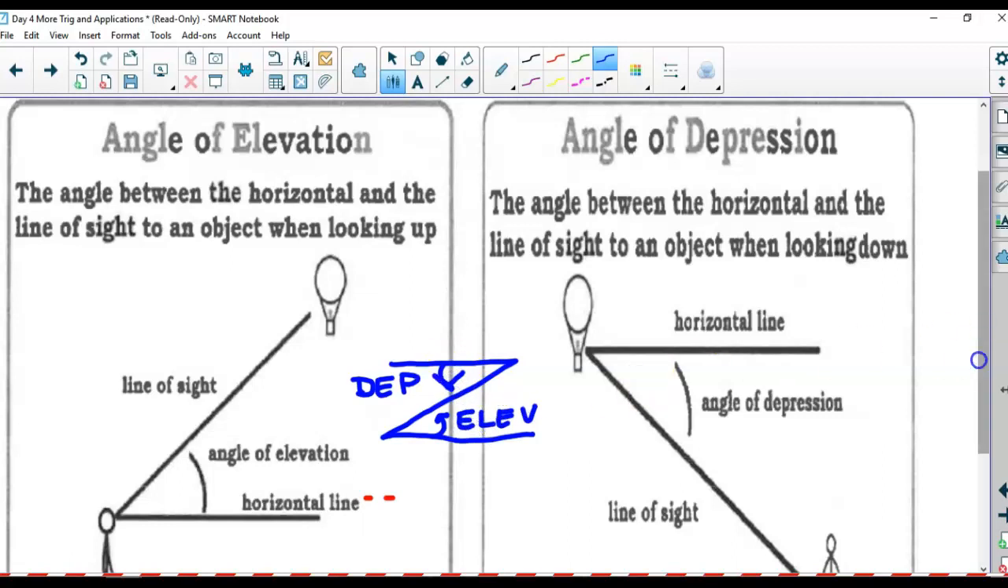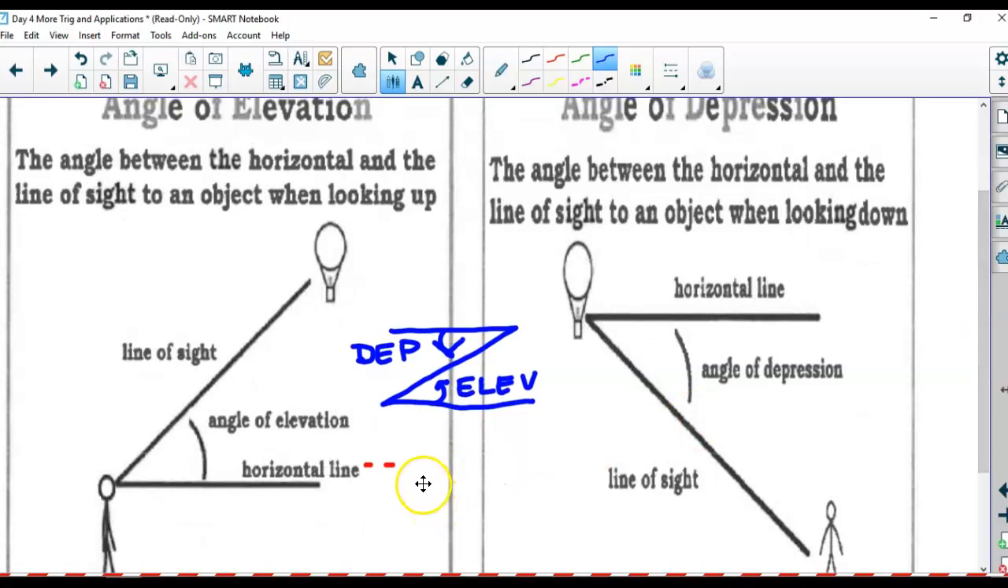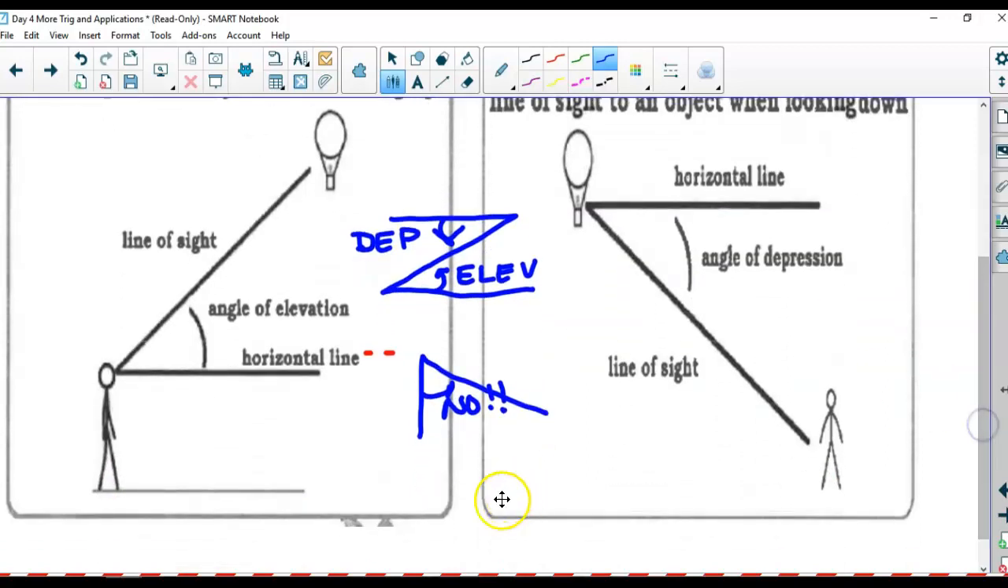The thing you can't do is make anything with a vertical line. So if they give you an angle of depression, it's not in here. And if they give you an angle of elevation, it's never like this. It's never with a vertical line, okay? This being vertical here and here. So you have to make it with a horizontal line. So let's do some examples.